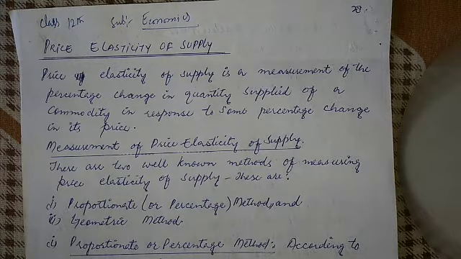A fall in price will lead to the contraction of supply, and a rise in price will lead to extension of supply. But if we want to measure the extent of extension and contraction of supply, we have to study the price elasticity of supply. Price elasticity of supply measures the percentage change in quantity supplied caused by the given percentage change in price of a commodity. So price elasticity of supply is the measurement of the percentage change in quantity supplied of a commodity in response to some percentage change in its price.